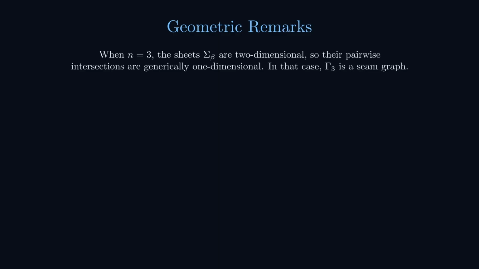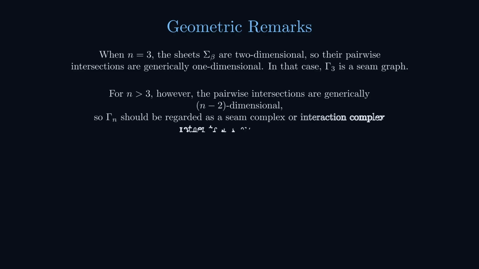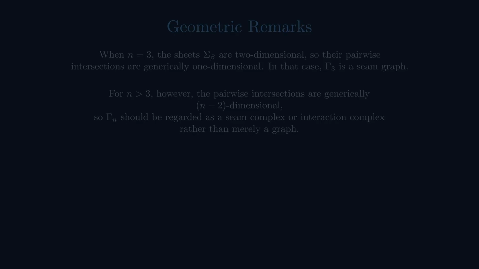When n equals 3, the sheets sigma sub beta are two-dimensional, so their pairwise intersections are generically one-dimensional. In that case, gamma sub 3 is a seam graph. For n greater than 3, however, the pairwise intersections are generically n-2 dimensional. So gamma sub n should be regarded as a seam complex, or interaction complex, rather than merely a graph.